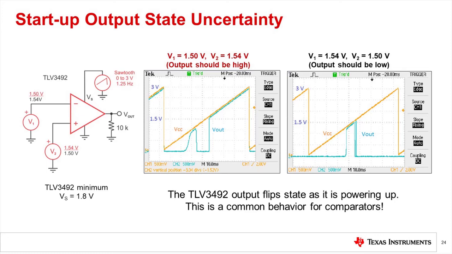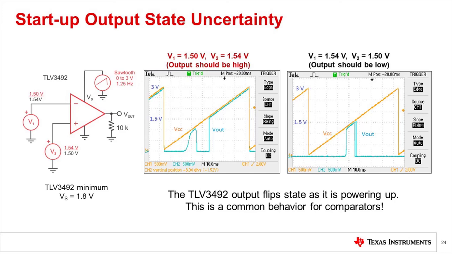And this behavior can be illustrated in the circuit shown here using the TOV3492. In this example, the supply voltage is being slowly ramped up. And we have two different sets of input conditions shown here in the red and the black. For the first case, shown in the red, the voltage on the non-inverting input is greater than the voltage on the inverting input, and so that means your output should be a logic high.